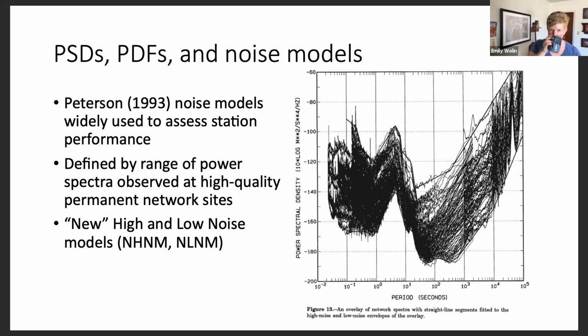Let's see here. Then, yeah, we have another question: is the noise always in high frequencies, which I think leads really nicely into your slide right here. Yeah, excellent question. Thank you for asking it.